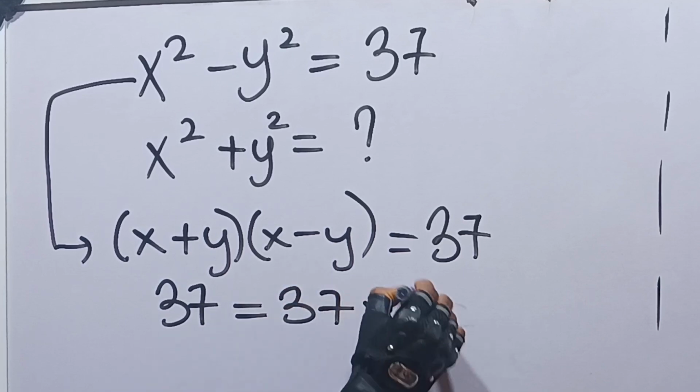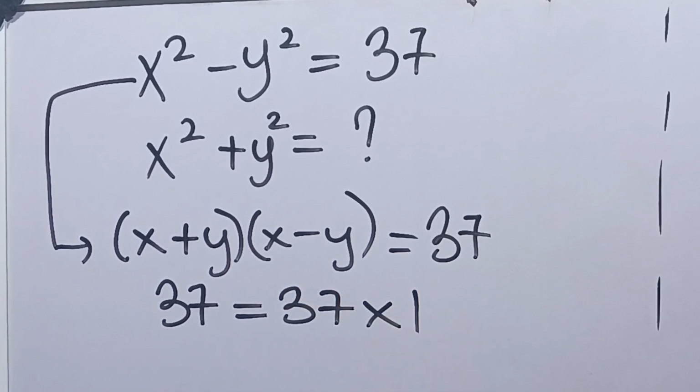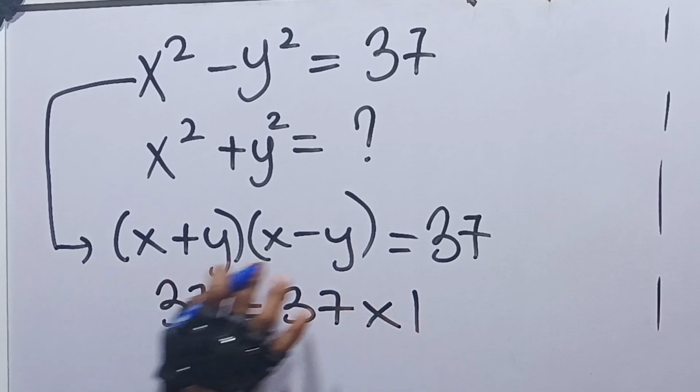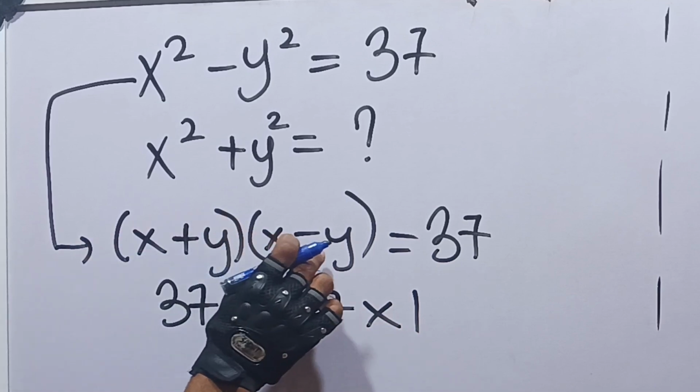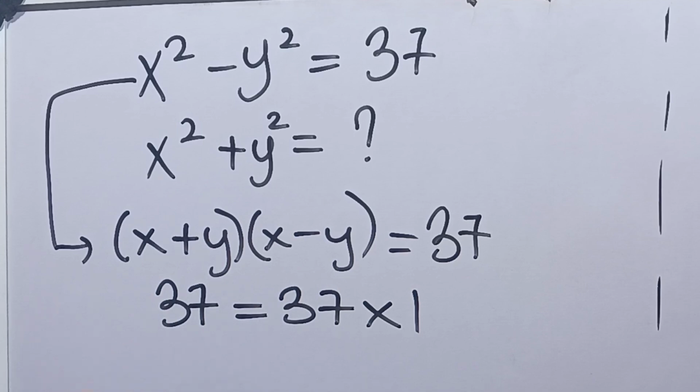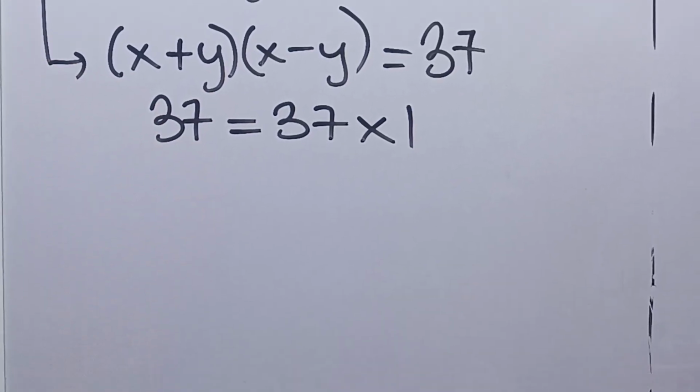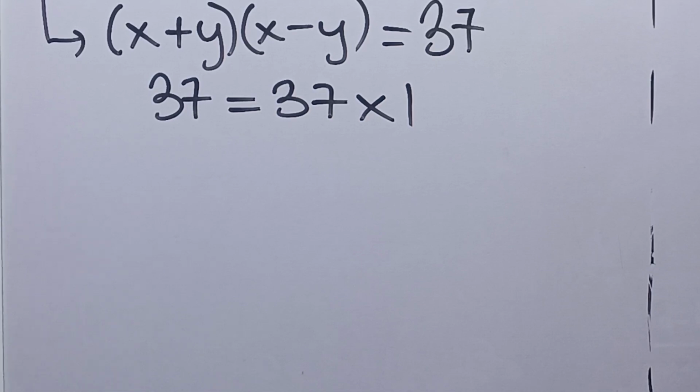Now, the next thing we ask ourselves is which one is 37 and which one is 1 amongst these two things. Because x plus y should always be greater than x minus y. Given that x and y are positive numbers, x plus y should be greater than x minus y. Having that at the back of our mind, let's go ahead and solve this now.